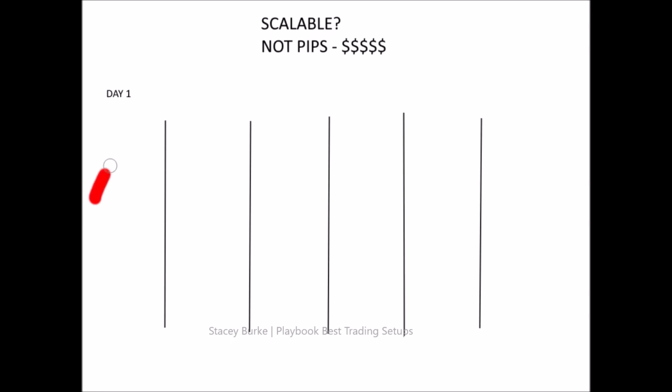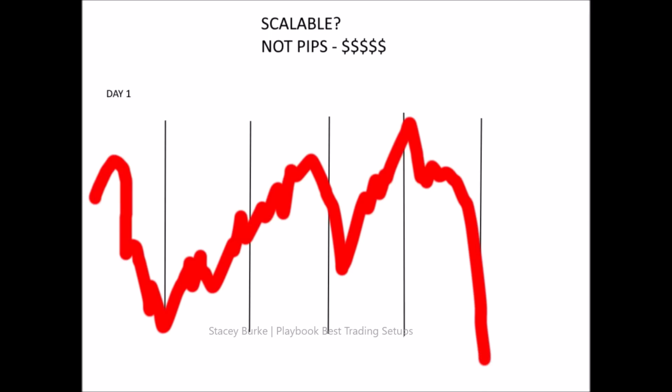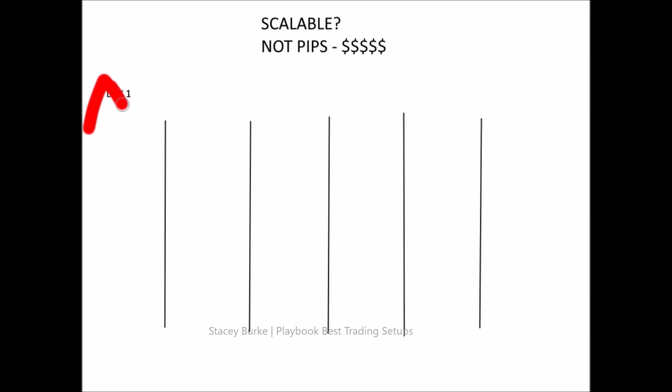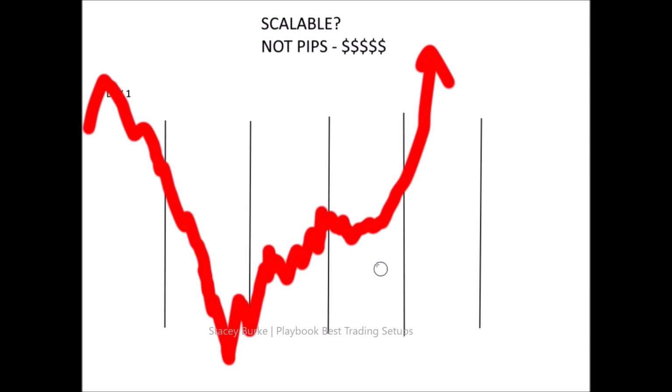So the templates that we will go through are repeating day 1, day 2, day 3, and we see them over and over again. We can see a Friday be day 1. And Monday, day 2. Wednesday, inside day. Thursday, parabolic move. Could be in Asia, could be in London, could be in New York.